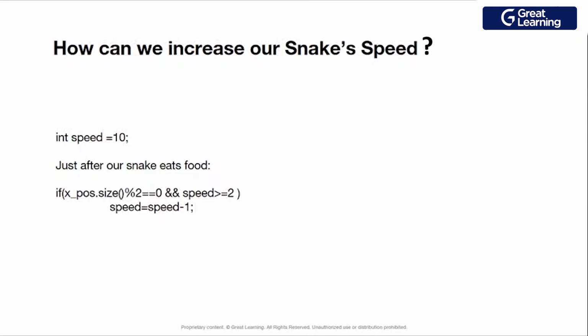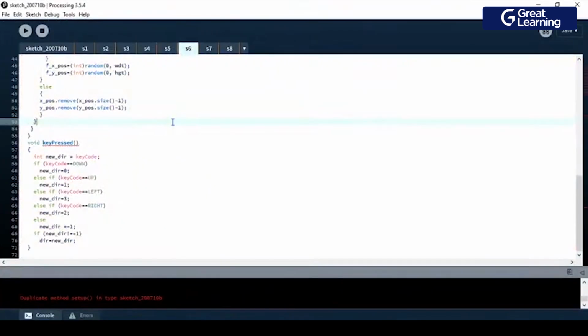So once the position size is divisible by 2, obviously after 2 points, then 4, 6, after each 2 points it will increase its speed, as long as we don't go to the negative side. As long as this speed is greater than or equal to 2, we don't want to divide something by a negative number, because then our program will fail. Unless that is the case, we will decrease its speed so that it keeps speeding up after every 2 positions. Okay, now let's go back and implement this.